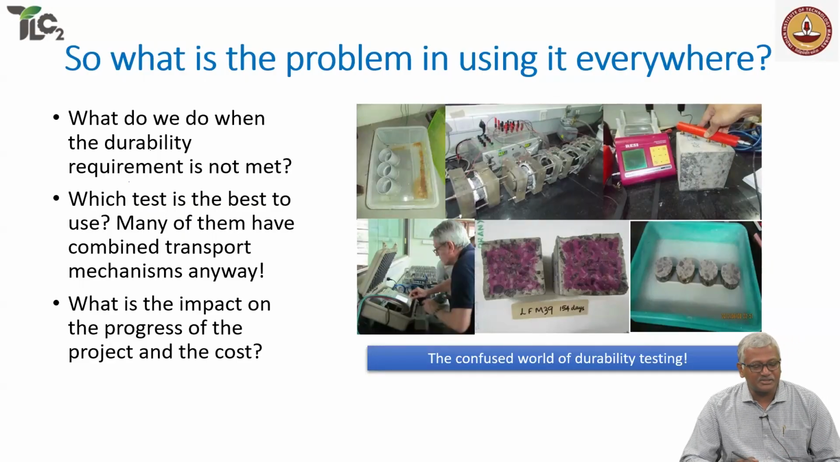Again, which test is the best to use? Many of them have combined transport mechanisms anyway. For instance, you have RCPT, which we call a very important test measure. It actually is not reflecting very clearly the permeability of the concrete. It has another aspect of applied potential difference across the concrete, which drives a different kind of transport mechanism called migration. Ionic species can migrate under the effect of an electric field and not just diffuse through the concrete.